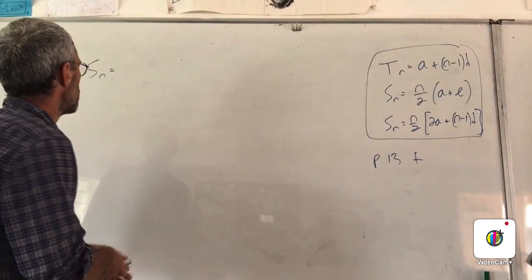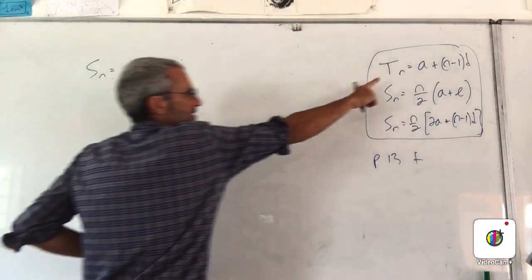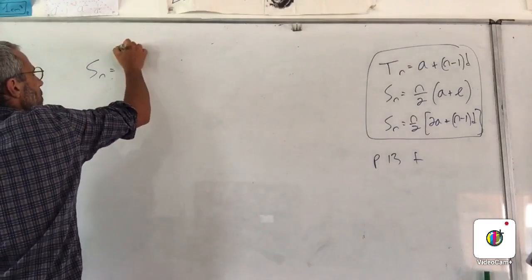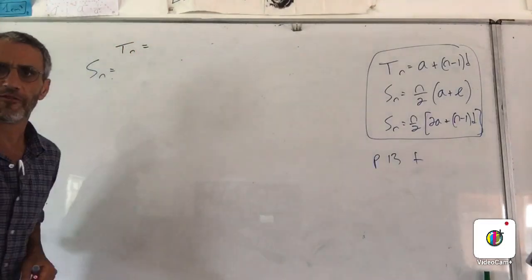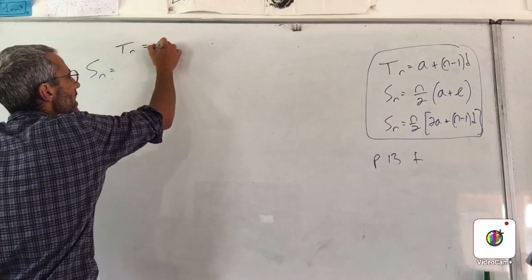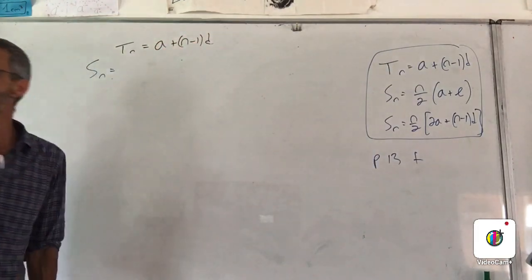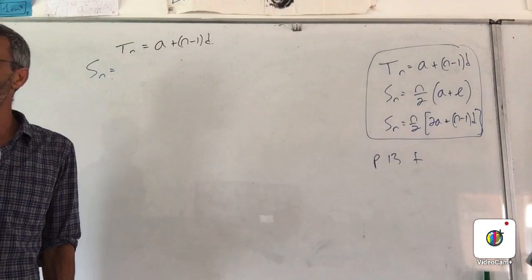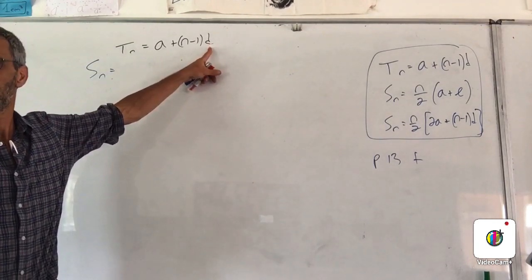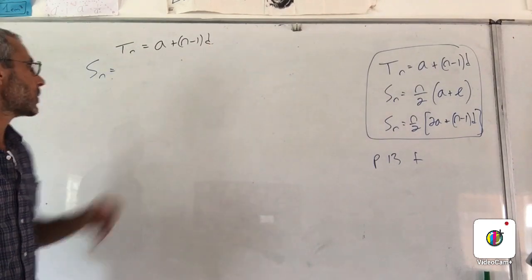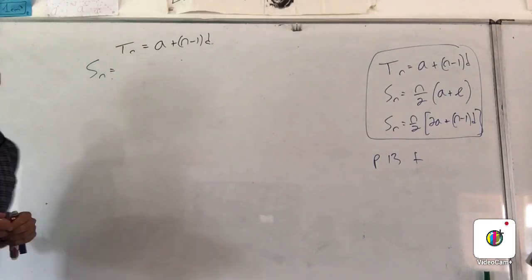Now, let's say our starting point is this. Okay? We're not going to prove that. That we already know. The nth term of an arithmetic sequence is a plus n minus 1 times d. What is a again? The first term. D is? It's the difference. Okay, so now I want to write down what is Sn.